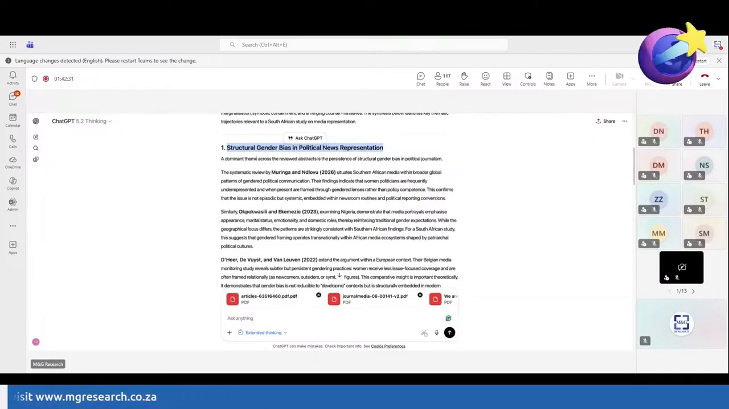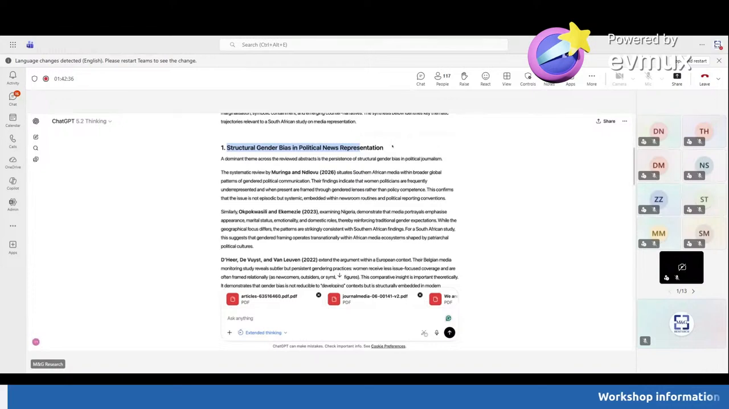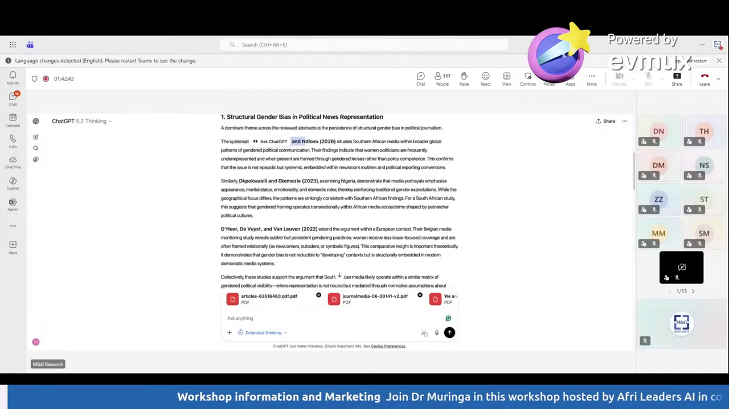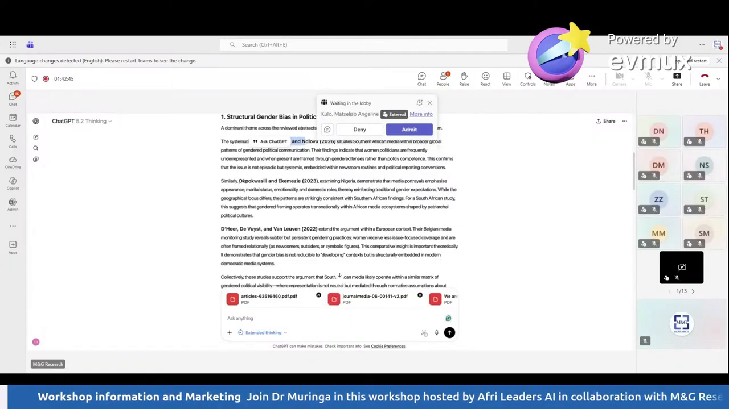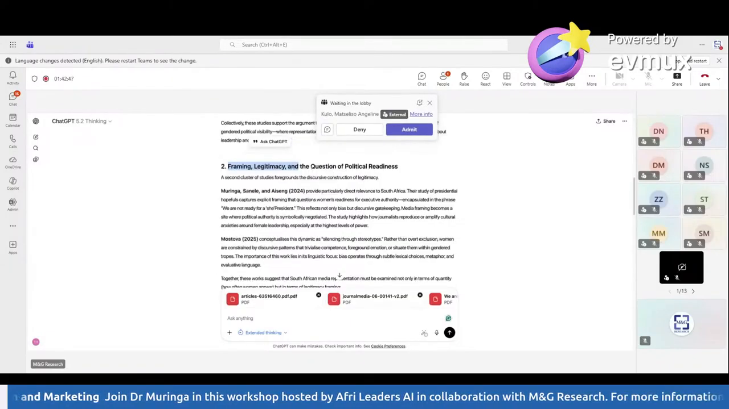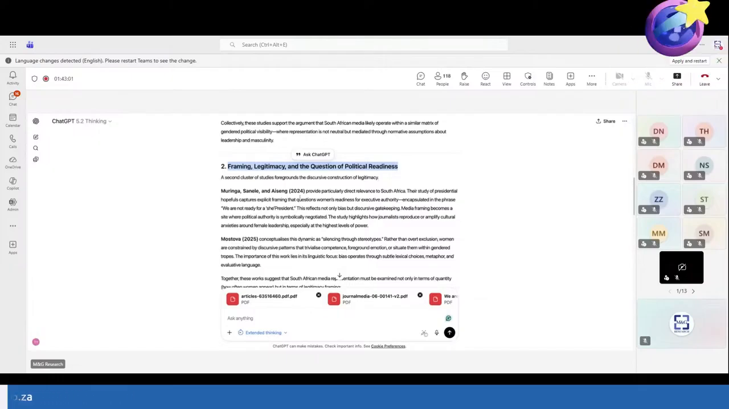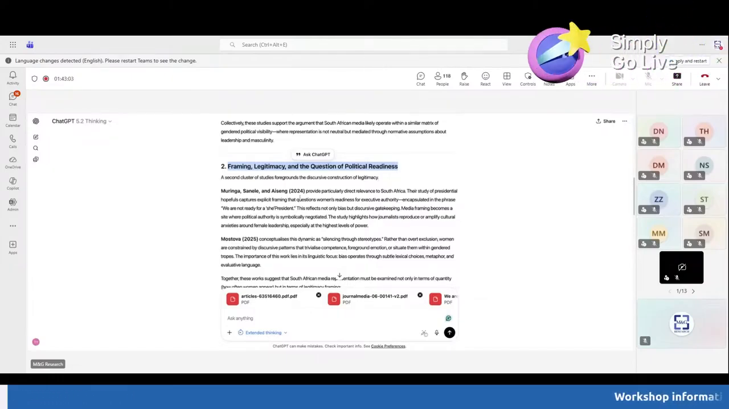So I take this down, this becomes my first theme, and these are the studies that are there, right? Moringa and Ndlovu 2026. These are the studies that I've provided it. Then the second theme becomes framing legitimacy and how questions of political readiness are raised. Then these are the studies there. Then the third one is visual framing and symbolic empowerment. Then intersectionality and racialized gender representation. So basically, it gave me a total of 5 themes, right?